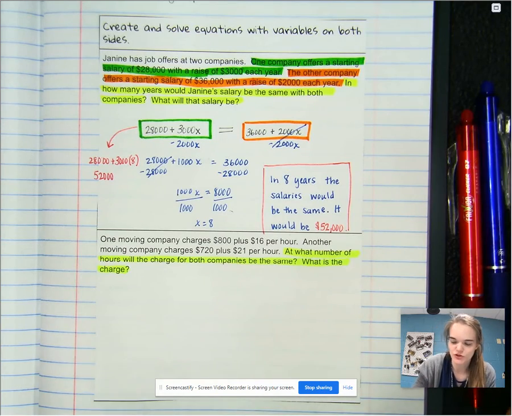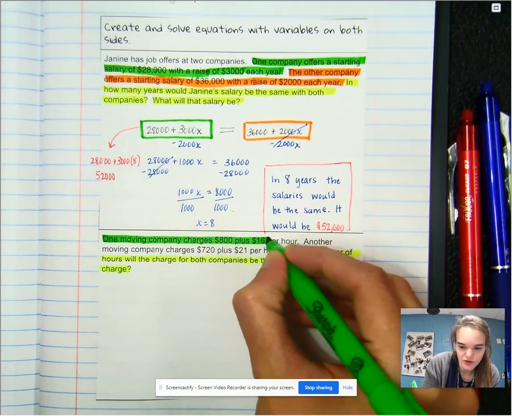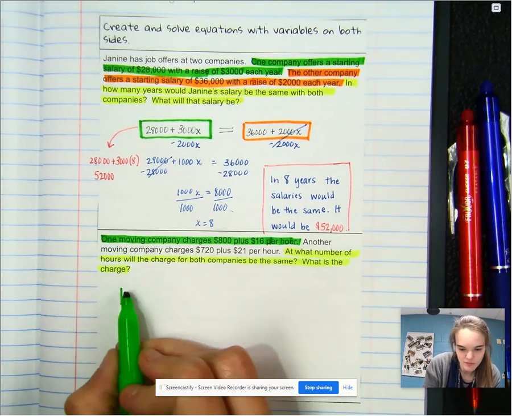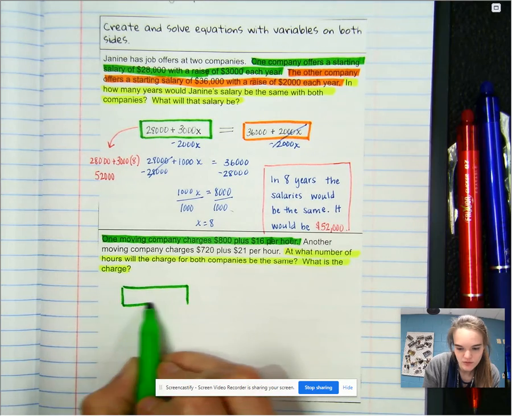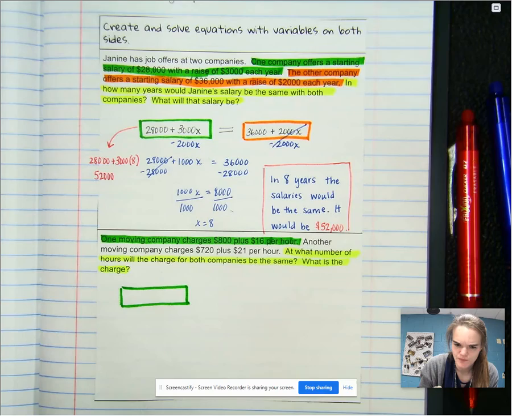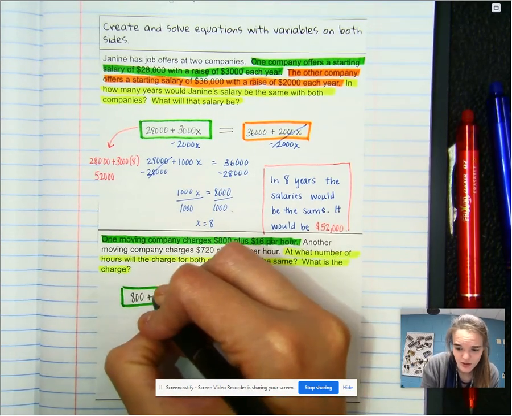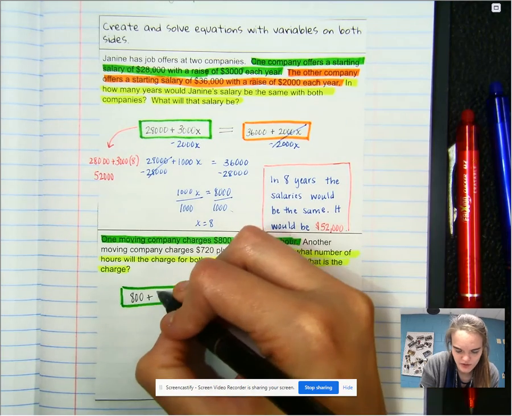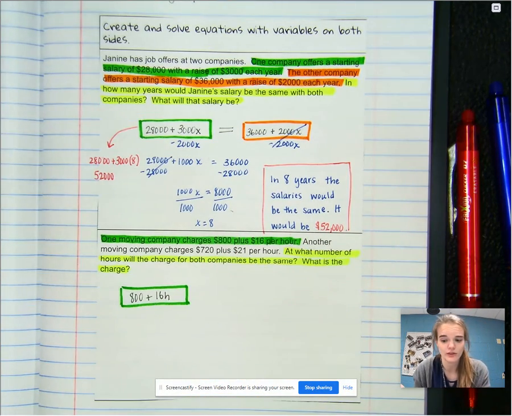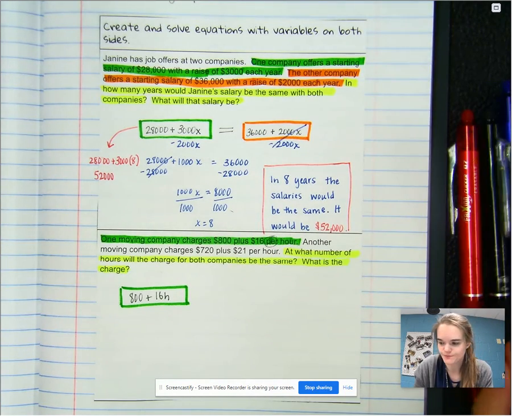So let's start with the first moving company. One moving company charges $800 plus $16 per hour. That's the first information box. And we're going to go ahead and fill that in instead of reading it a bunch of times. Okay, 800, and they literally say plus 16 per hour. 16, we could use X, I'm going to use H just to show you we really can use anything. That word per there is a key word that it's going to get the variable.